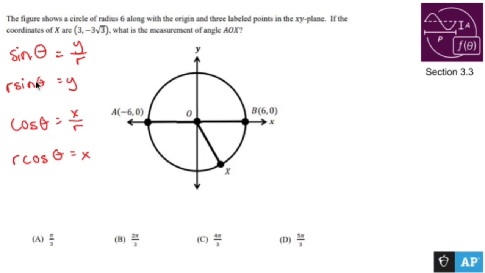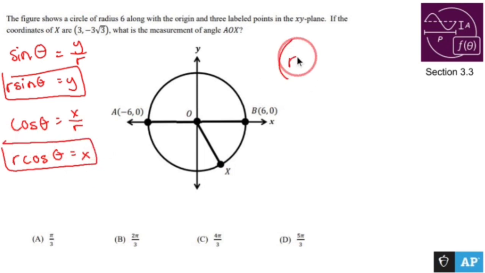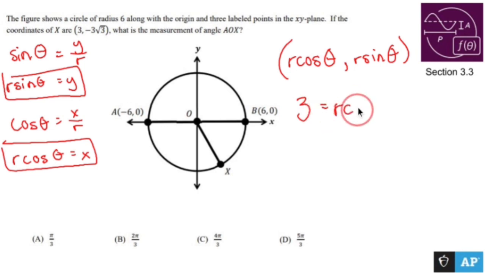Why does that help us? Well, now I have a y value and an x value, and I can write these out as points. So my point is r cos theta, r sine theta. That gives me the coordinates. So the coordinates are actually going to be, 3 equals r cos theta.